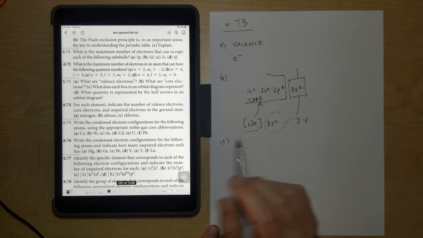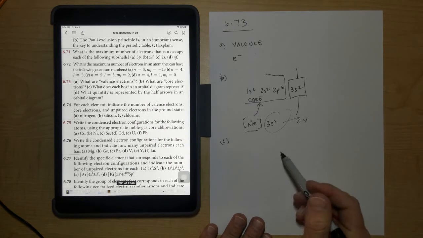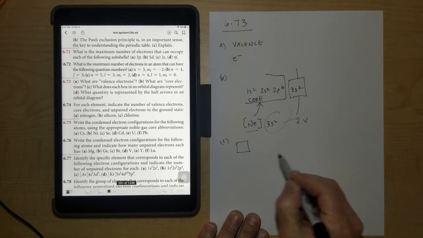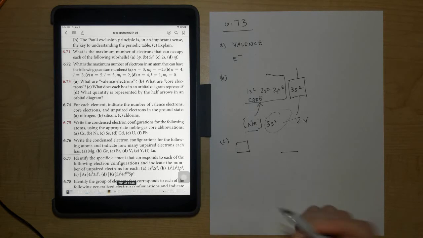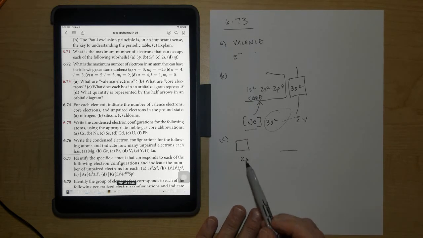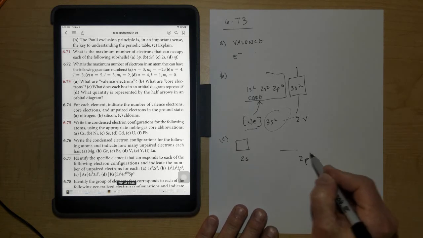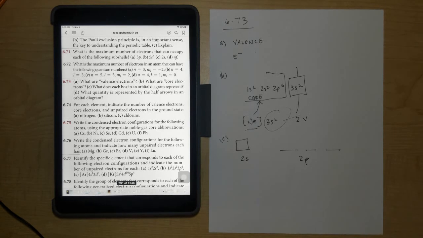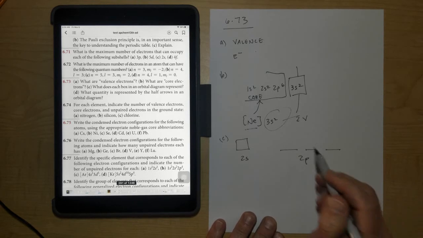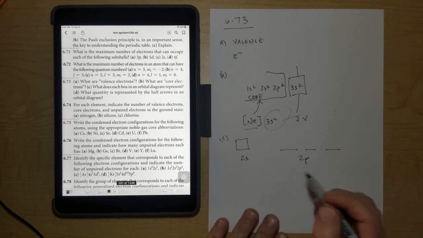Letter C, what does each box in an orbital diagram represent? So each box or each line represents an orbital. So if we were doing a 2s orbital, this would be one of the orbitals right here. If we were doing a set of 2p orbitals, you'd have 3 blanks or 3 boxes. And then lastly, what quantity is represented by the half orbitals in each?